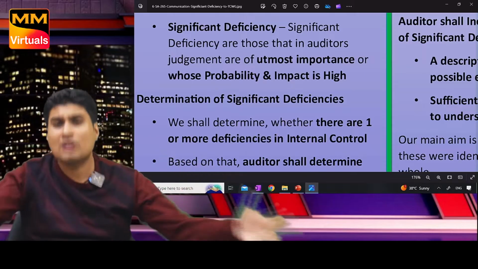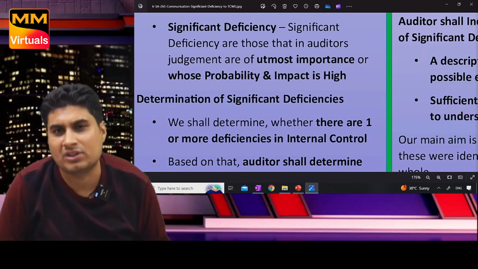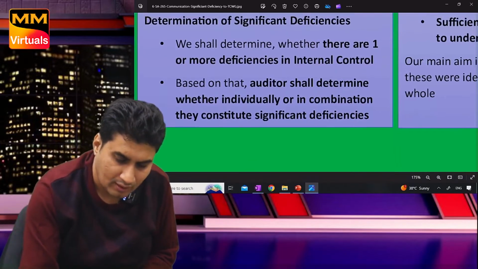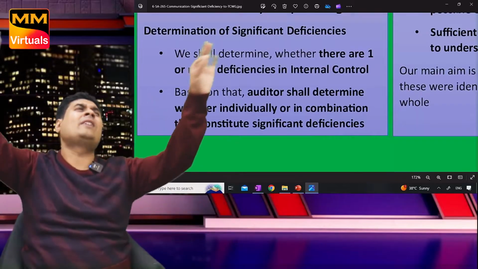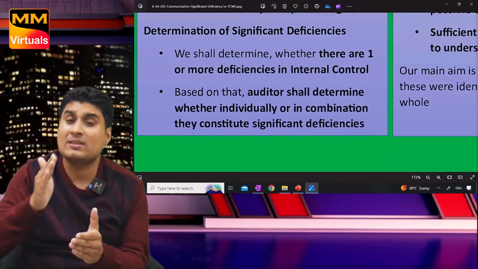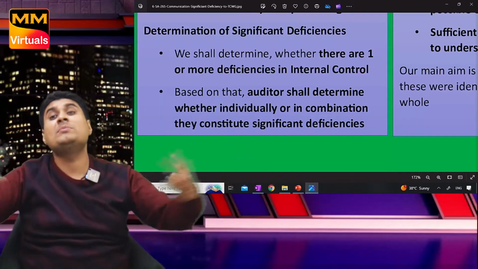They don't have knowledge of accounting standards. They are not qualified people. These can be significant deficiency. Few examples I told you. How to identify significant deficiency? We shall determine whether there are one or more deficiencies. See, sometimes one deficiency is not there, but when they combine, they can become significant deficiency.